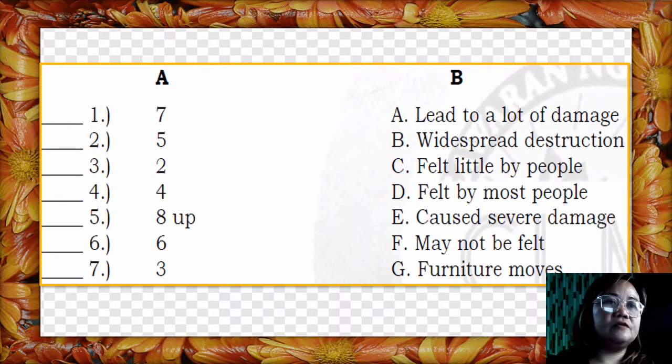Correct answer is letter C. Felt little by people. Okay, hope you got all correct answers.